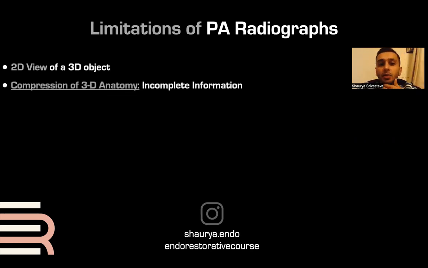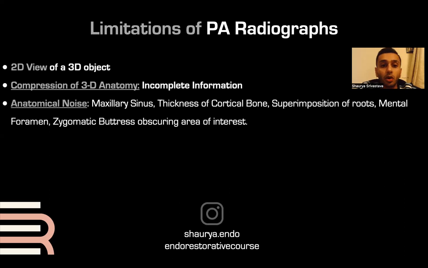Compression of 3D anatomy, incomplete information. So you have anatomical landmarks, for example. You're going to get compression of that, including your teeth as well. You know, either compression or elongation, depending on how you take your radiograph and how you angle a collimator; that's a limitation. Anatomical noise: you have a maxillary sinus, your thickness of cortical bone, superimposition of roots, mental foramen, and your zygomatic buttress obscuring areas of interest.